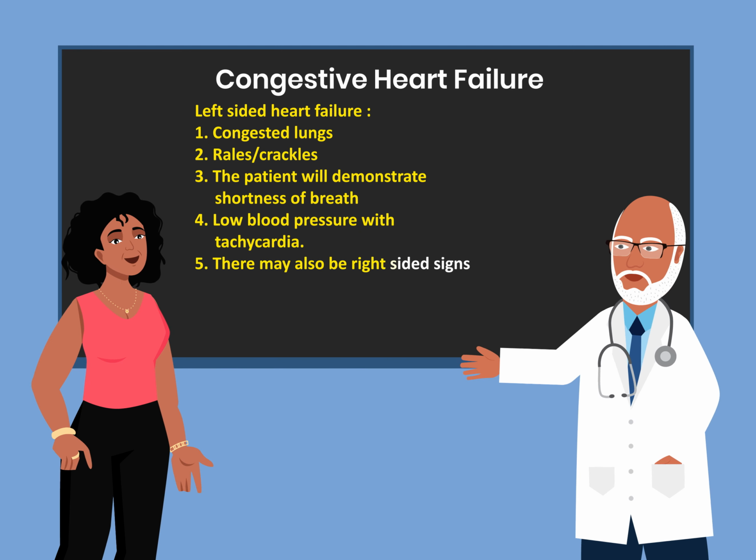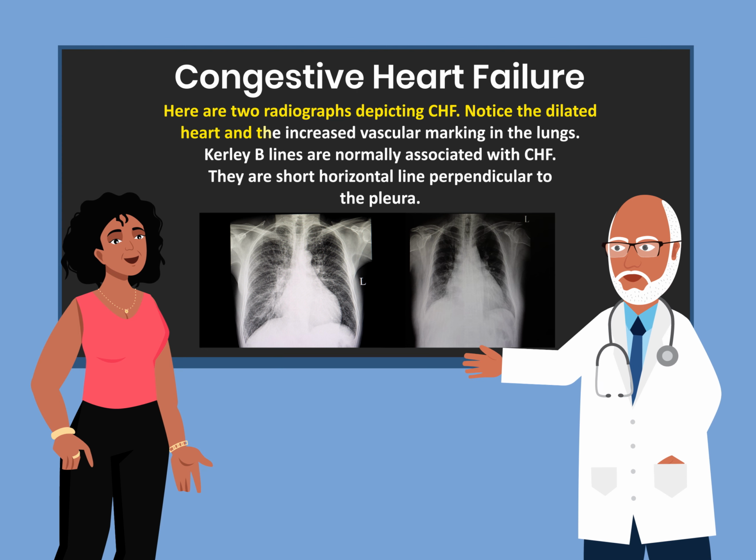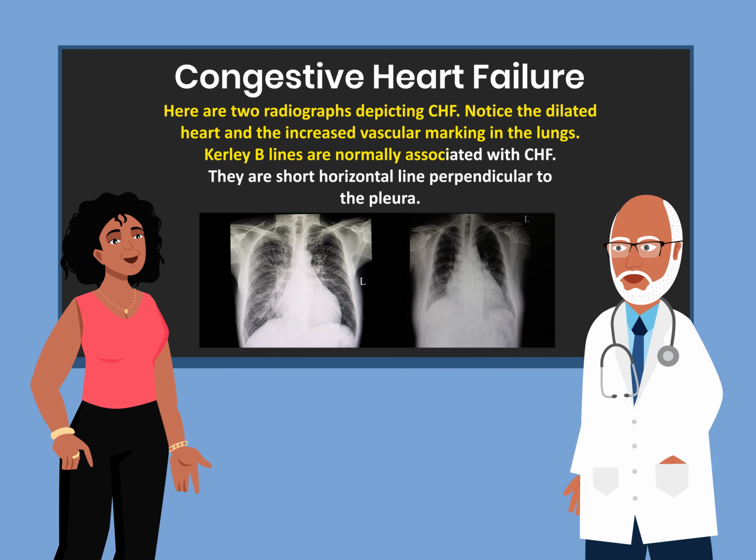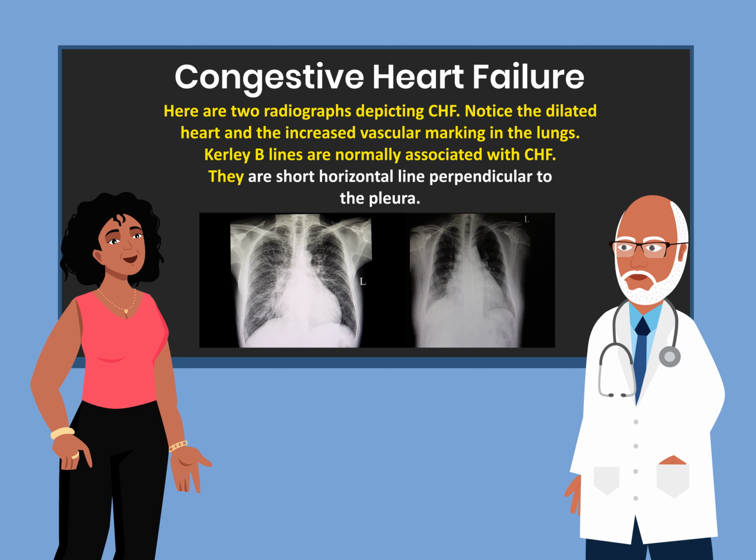Here are two chest radiographs depicting congestive heart failure. Notice the dilated heart and the increased vascular markings in the lungs. Now, Kerley B lines are normally associated with CHF, or congestive heart failure, and Kerley B lines are short horizontal lines perpendicular to the pleura.